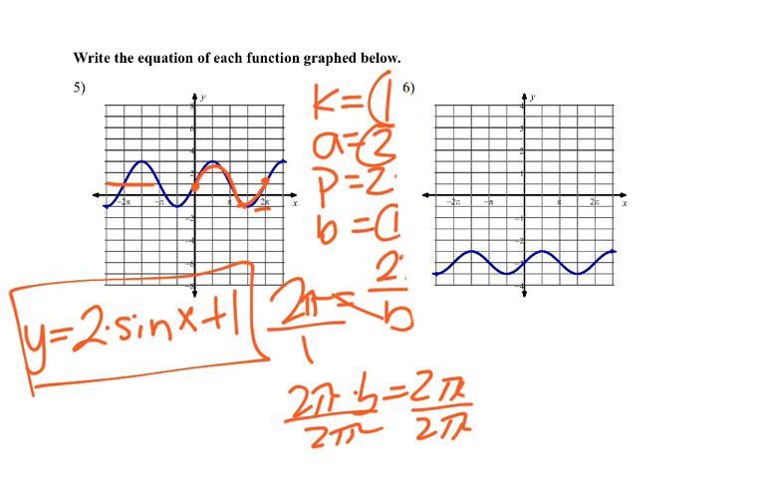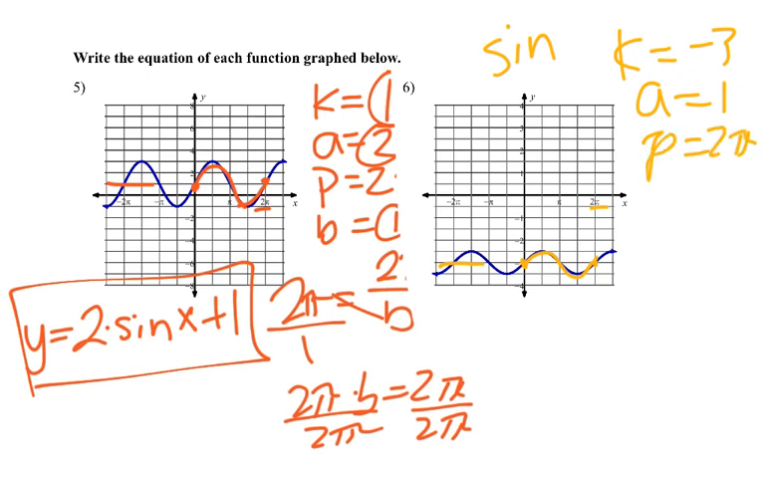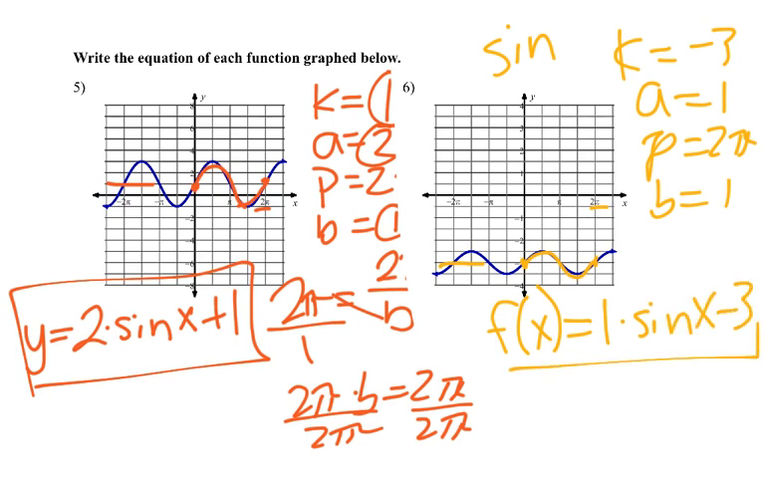Okay, now number 6, same idea. Notice I dropped clear down to negative 3, so k is negative 3. Once again, we're starting right here, so we're going to have a sine function. My amplitude is only 1. And then how long does it take us to go through? From start to finish is 2 pi. So my period is 2 pi, which means b is also going to be 1. So I go f of x equals 1 times the sine of x minus 3. And there's my second function.